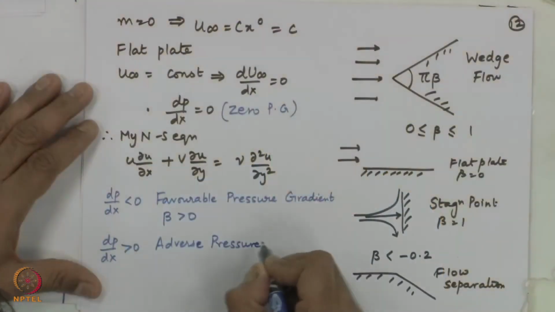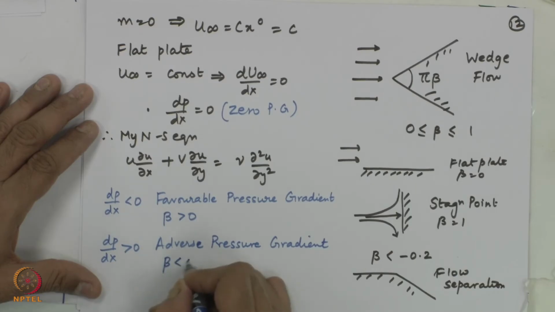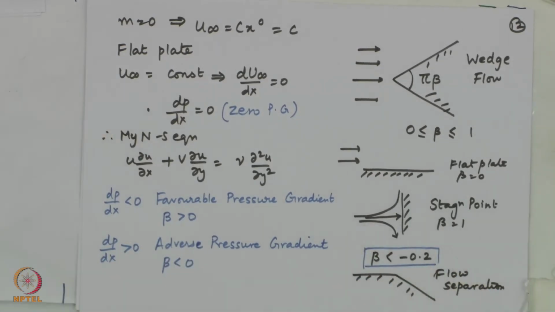So, this is called adverse pressure gradient, dp by dx greater than 0, and this occurs for beta less than 0, and beta less than minus 0.2 onwards. So, minus 0.21, minus 0.22, so on and so forth. For any value lower than minus 0.2, the flow will separate out. So, this is something with which you can give students an overall perspective. This is not directly related to flow over a flat plate, but you can give this to them. And now we have this 2 minus beta etc.